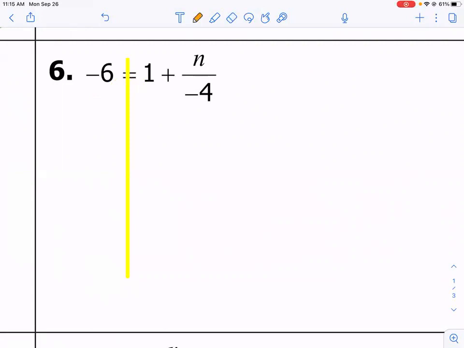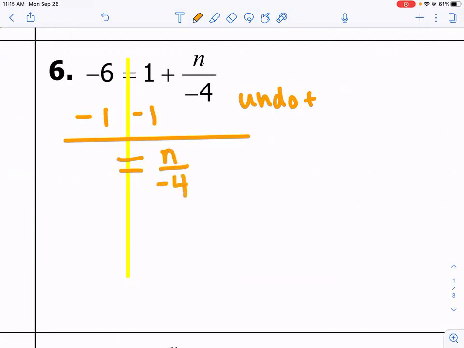All right, so let's talk. Quinlan, what's the first thing we need to do? Okay, we need to undo the addition by subtracting 1 from both sides. So 1 minus 1 is 0. I'm not going to write 0, and we have n divided by negative 4. Negative 6 minus 1. If you need to keep, change, change, we have negative 6 plus negative 1. Ready? What is that? Negative 7.